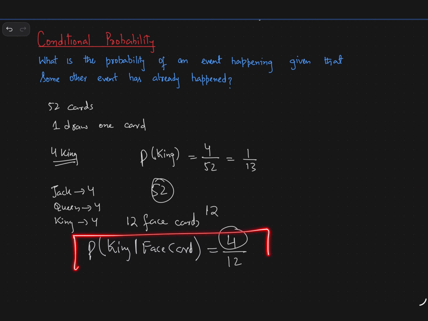This is called the conditional probability, and this is read as probability of getting a king, and this symbol is read as given that. So the probability of getting a king given that we have drawn a face card is equal to 4 over 12. Now you may ask, why does the probability change? Why does our sample space change from 52 cards to 12 face cards?